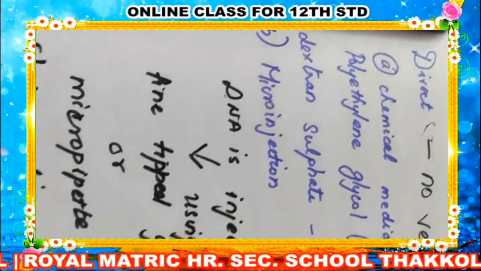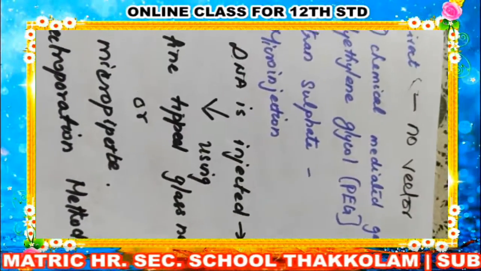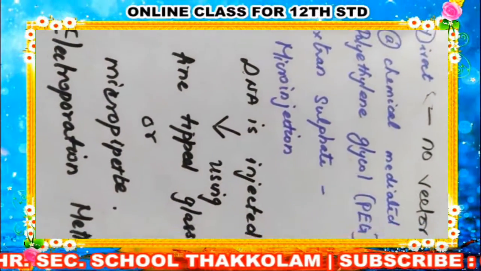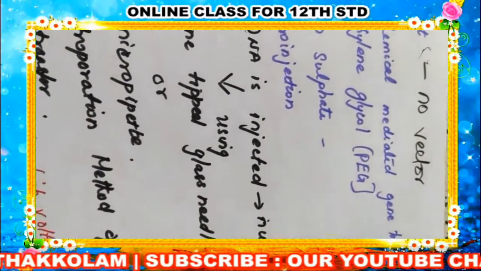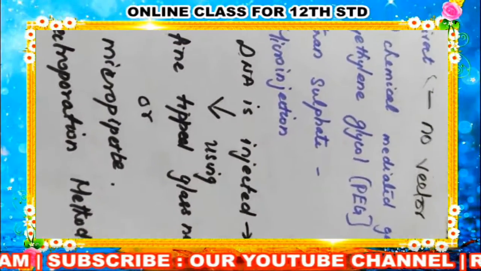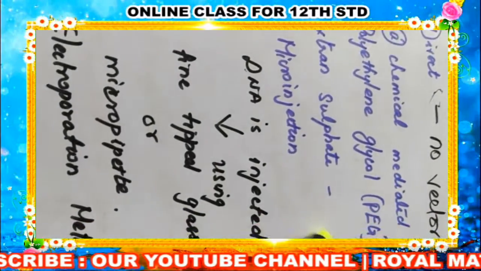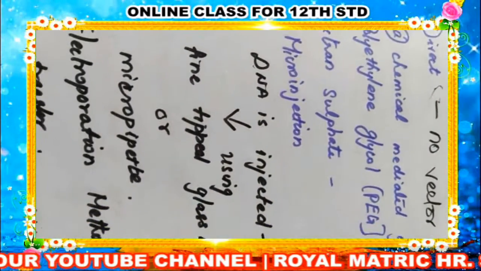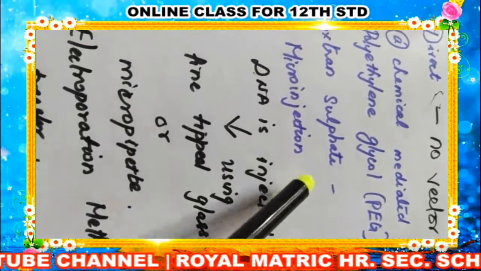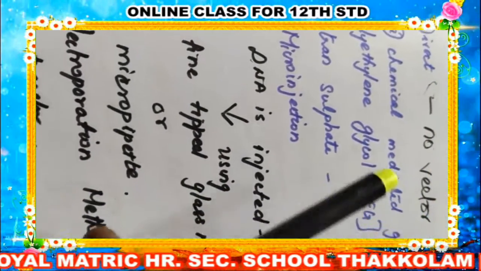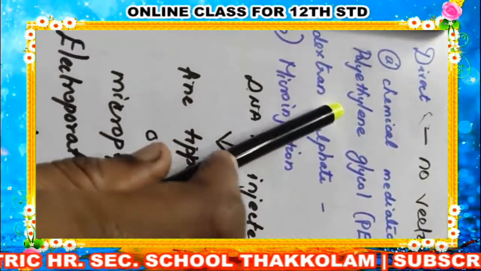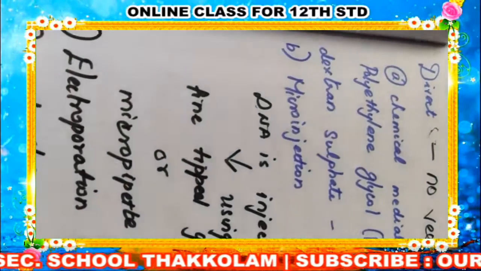Here, the first method is chemical mediated gene transfer. The chemicals we are taking are polyethylene glycol, that is PEG, and dextran sulfate. These will induce the DNA into the plant protoplast. So the chemicals are polyethylene glycol and dextran sulfate.